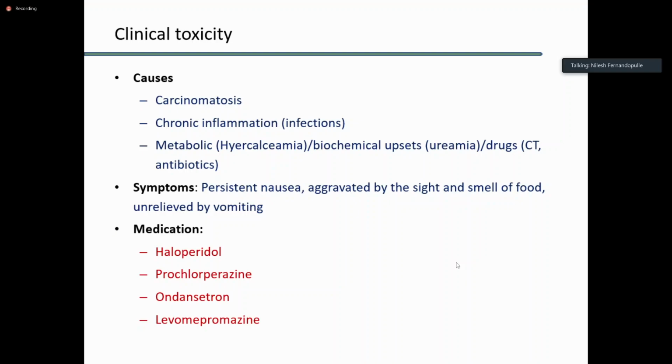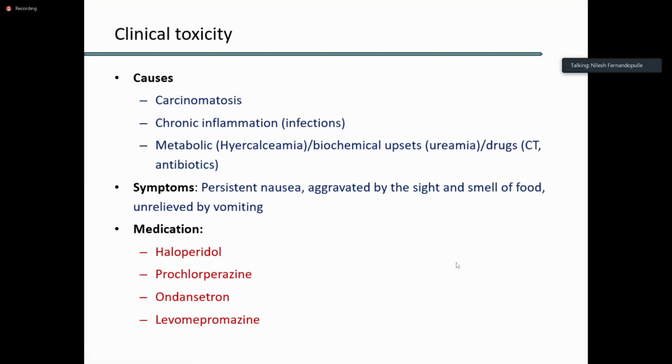Those patients will have symptoms of continuous nausea. They'll always be nauseous. Their nausea does not get better because the toxicity does not get better. And if the patient is uremic, it doesn't get better until you dialyze the patient. So it's a persistent symptom. It doesn't get better with anything. It gets aggravated by the sight of food and the smell of food, and is typically not relieved by vomiting. So those are the toxicity features of vomiting.